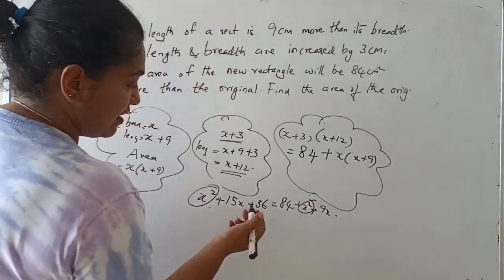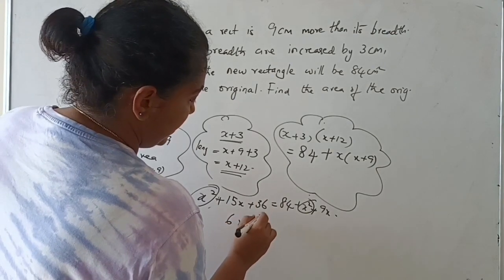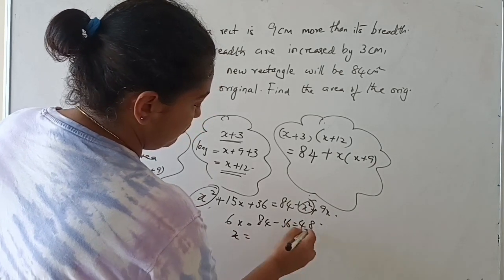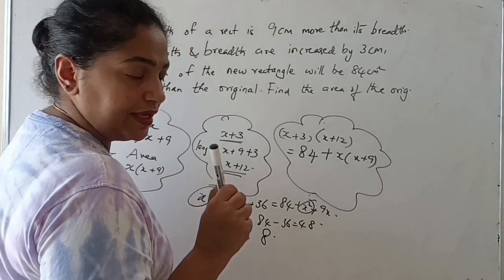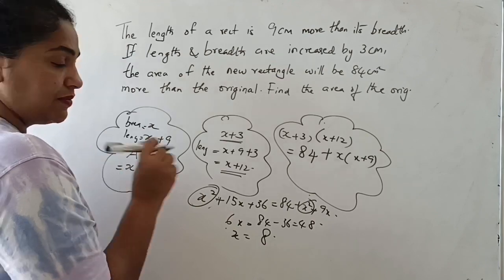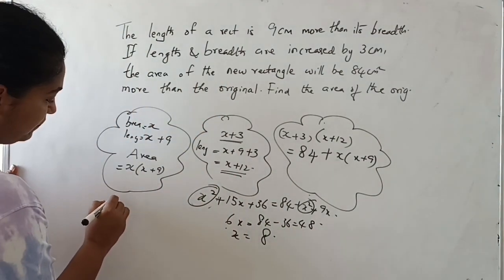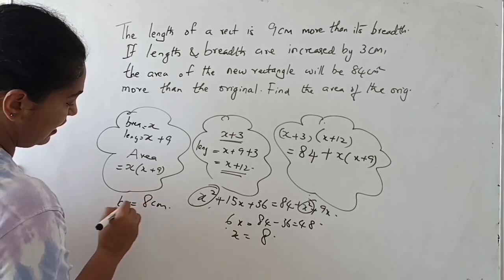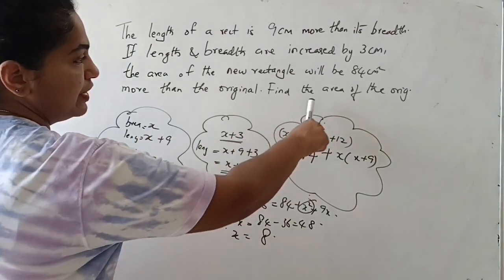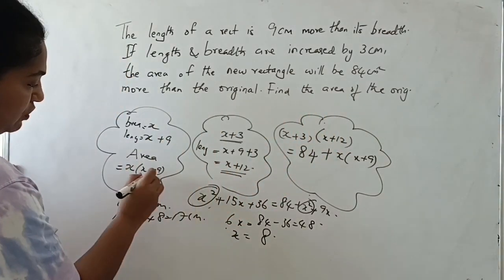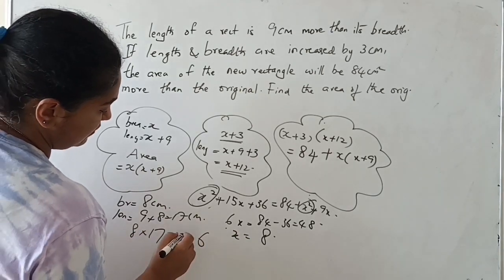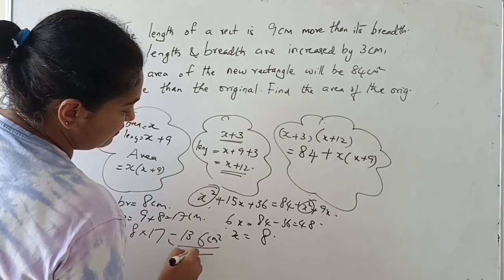Common terms are cancelled. Transpose: 15x minus 9x, 84 minus 36, 48. Or I can say that the value of x is 48 divided by 6, which is 8. Agreed? That is my value of the breadth, 8 centimeters, and the value of the length is 8 plus 9, which is 17 centimeter. What do I need to find? I need to find the area of the original rectangle. Area of the original rectangle is 8 into 17, 136 centimeter square.